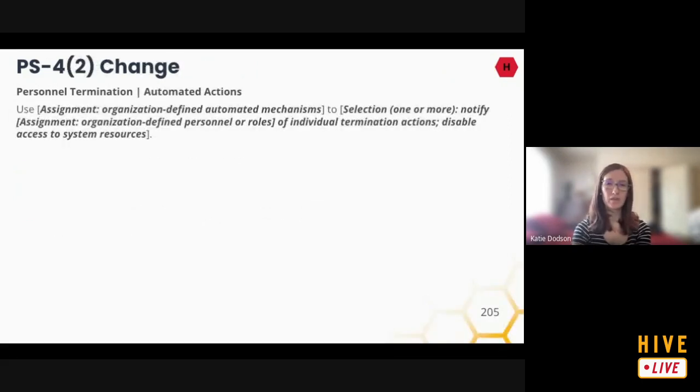PS4.2 is specific to the high baseline. There were quite a few changes here to your parameter selections. So you have to define the automated mechanisms that are in use for personnel termination, and then use those mechanisms to notify defined personnel or roles of individual termination actions, and disable access to system resources.